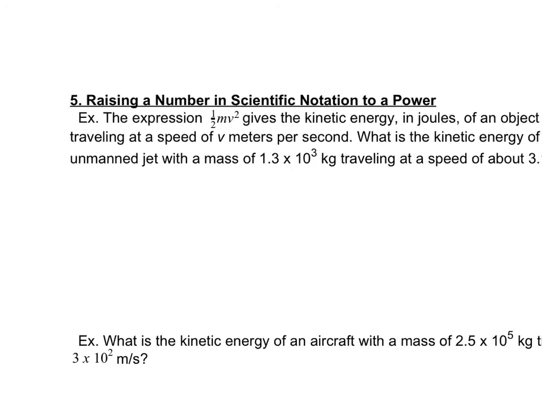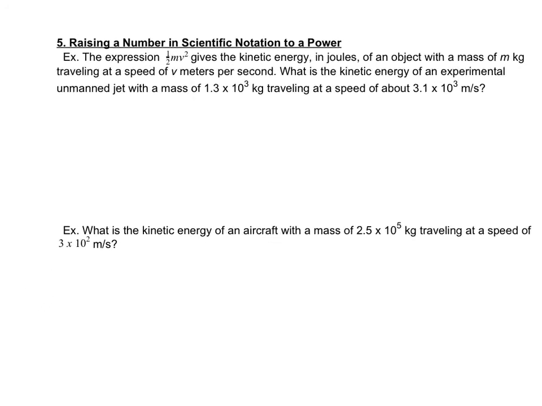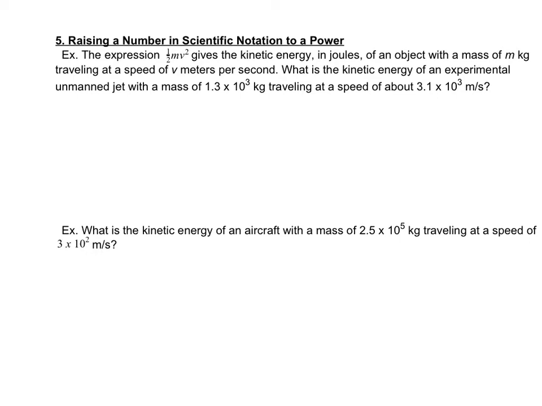Raising a number in scientific notation to a power. This is simply substitution, or evaluation. The expression of 1/2 mv squared gives the kinetic energy in joules of an object with a mass of m kilograms, traveling at a speed of v meters per second. Real quick, they've told me some stuff here, that v is my speed. They've also told me that mass is kilograms.